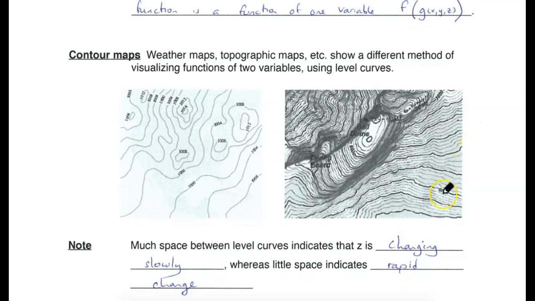So how do we read that? If we are going up a mountain here, when there's a lot of space between these level curves, it means it's not going up so much. When the space between level curves is very narrow, it means the slope is really steep. So much space between level curves indicates that z is changing slowly, whereas little space indicates rapid change.